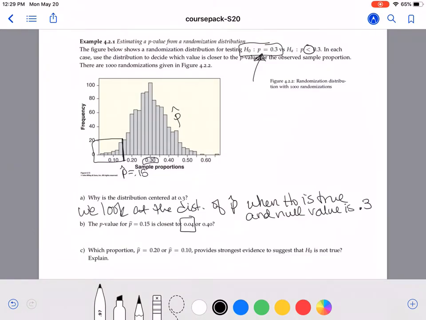Then the last part asks which proportion, 0.2 or 0.1 as our p-hat, is going to provide the strongest evidence to suggest the null is not true. If we look at the graph, a p-hat of 0.2 happens quite often, is pretty likely when we have a true null value of 0.3, but a value of 0.1 is not as likely. So the one that provides stronger evidence to suggest the null is not true is p-hat equal 0.10. That produces a smaller p-value, a smaller tail area than the value of 0.2. So we have a smaller p-value for 0.1.